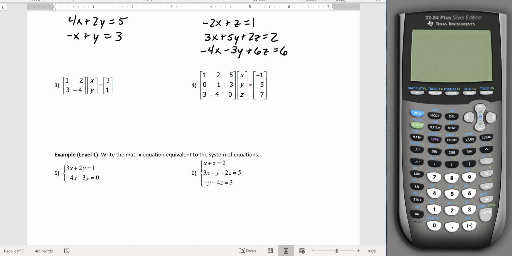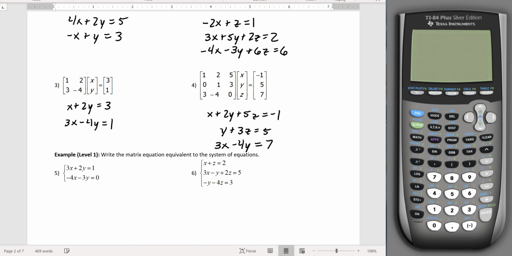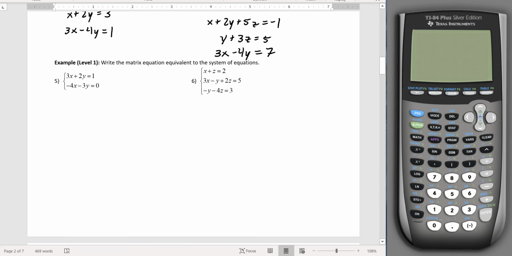All right, let's see how he did. So number 3 here would be x plus 2y equals 3, and 3x minus 4y equals 1. 4 would be x plus 2y plus 5z equals negative 1. Y plus 3z equals 5. 3x minus 4y equals 7. There we go. All right, so now that you've seen that, why don't you try to flip it?